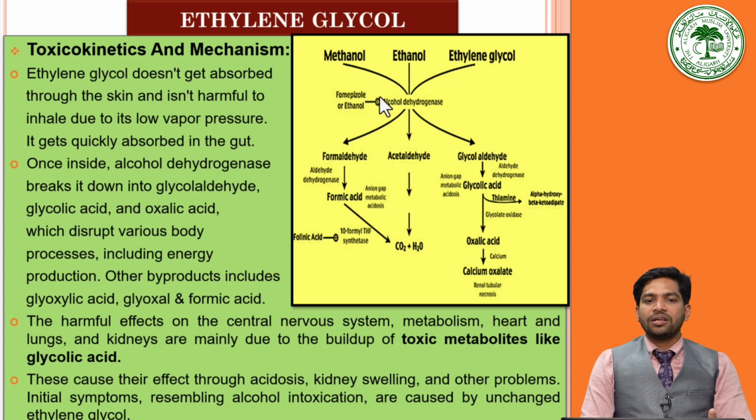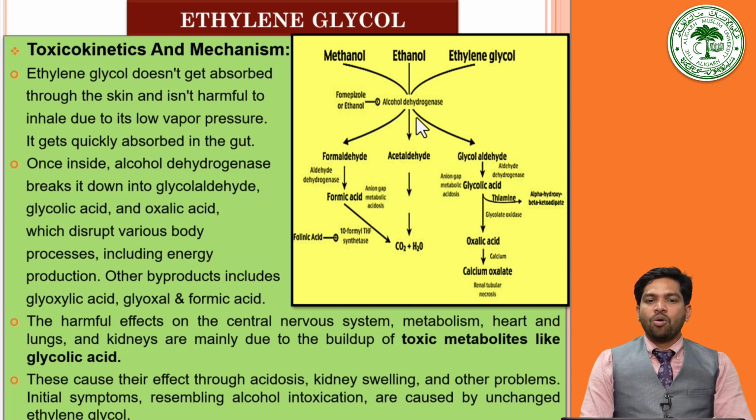Methanol is metabolized to formaldehyde, and that formaldehyde is metabolized by aldehyde dehydrogenase to formic acid, and that formic acid is metabolized to CO2 and water, and this step is aided with the help of folinic acid. So in the treatment of methanol poisoning, folinic acid is given. Then for the metabolism of ethanol, it is metabolized to acetaldehyde and then to CO2 and water.